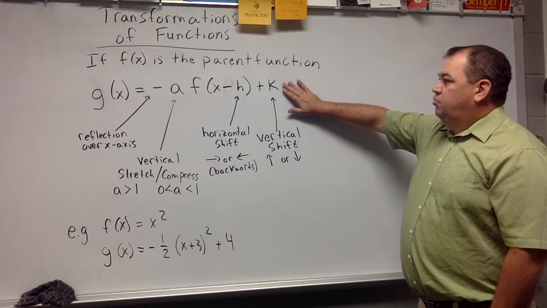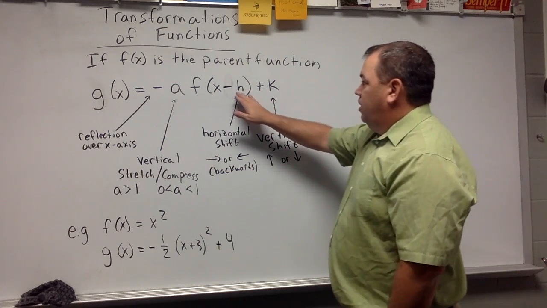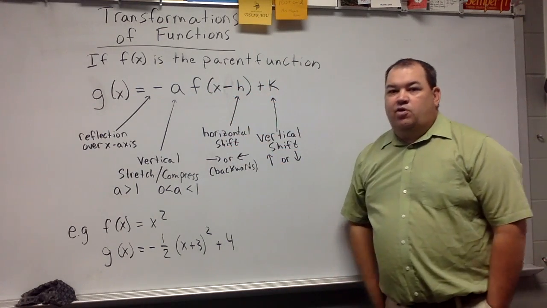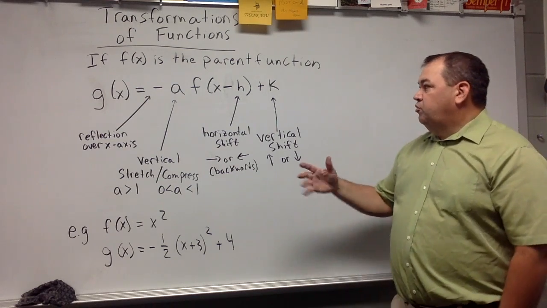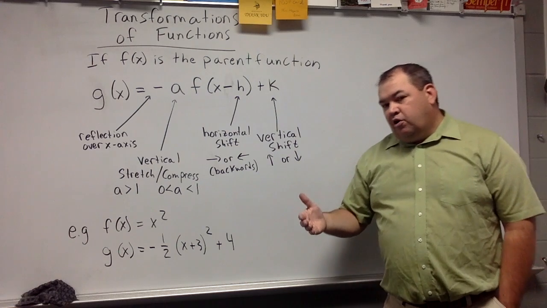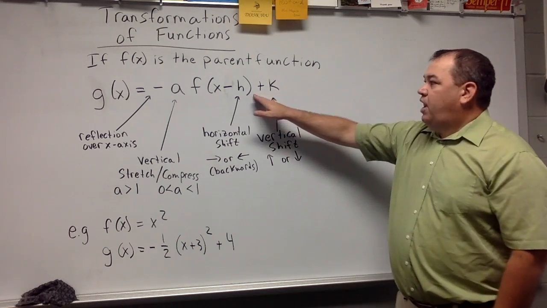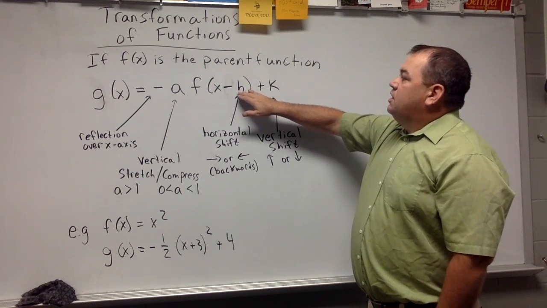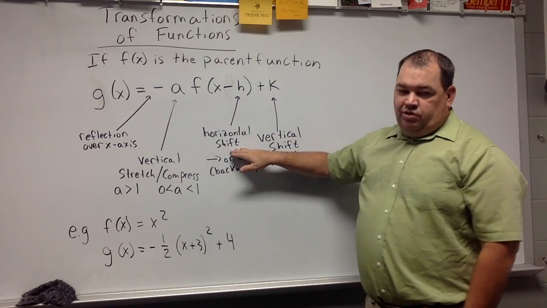That's the outside number. Now, if we have a number on the inside of the parentheses, now we're looking at what's called a horizontal shift. Now, we have to remember that parentheses can be an absolute value. It could be a fraction bar. They work like parentheses, or it can be actual parentheses. So this particular parenthesis is going to tell me the horizontal shift.